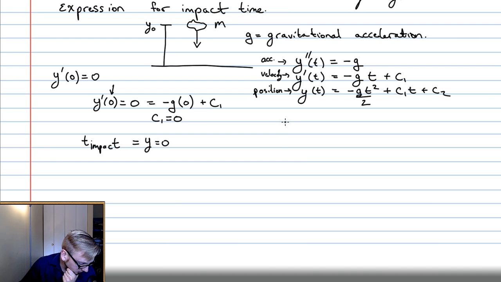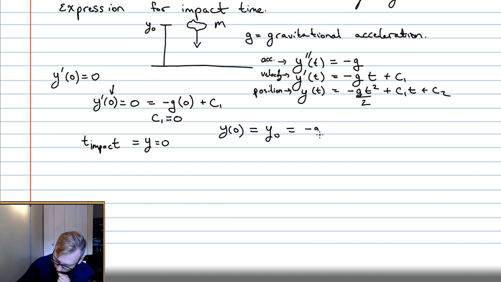I forgot the one important step. Where is its position at time 0? So its y of 0 is, well, it's y0, right? Its height, it's y0. But this is at time 0, and it's this position function right here.